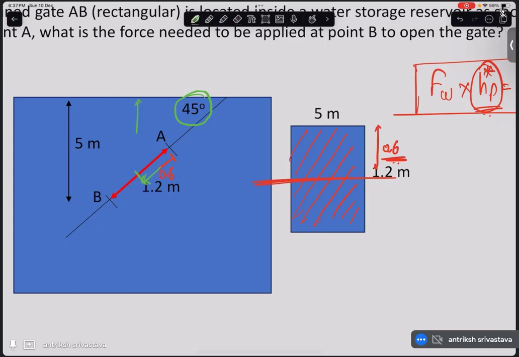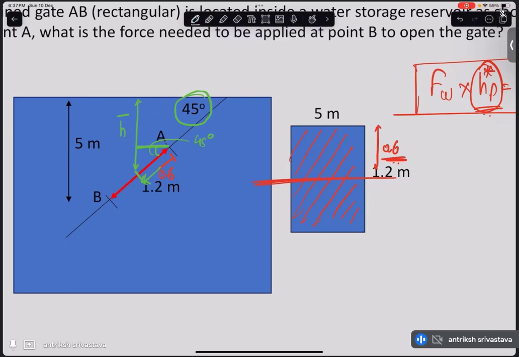We need this height, h bar. How can we calculate it? We can calculate it if we know the depth of this point A from the surface, and this is also 45 degrees. So let me give them some names so that it is easier to call them.